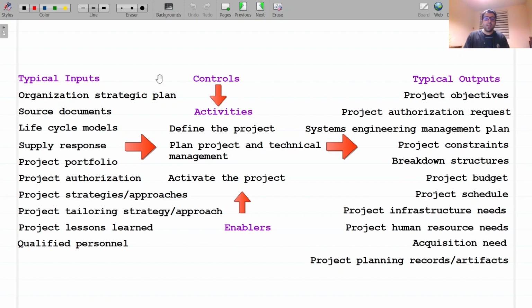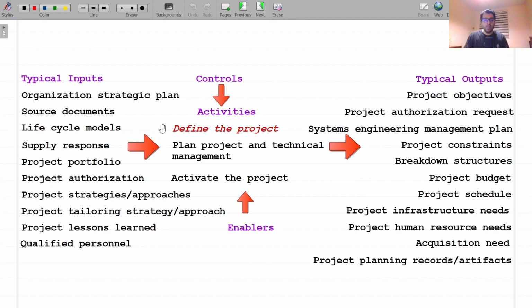The project planning process includes the following activities. Define the project. Analyze the project supply response and related agreements to define the project objectives, assumptions, constraints, and scope. Identify or establish tailoring of organization procedures and practices to carry out planned efforts.